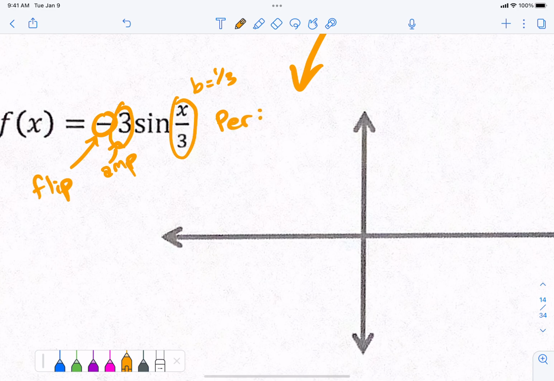Do you take 2 pi and divide by 1/3, or just pi divided by 1/3? Sine normally is 2 pi, so we take 2 pi divided by 1/3, which means we flip it: 2 pi times 3 over 1 is 6 pi. So 6 pi is the period for sine.